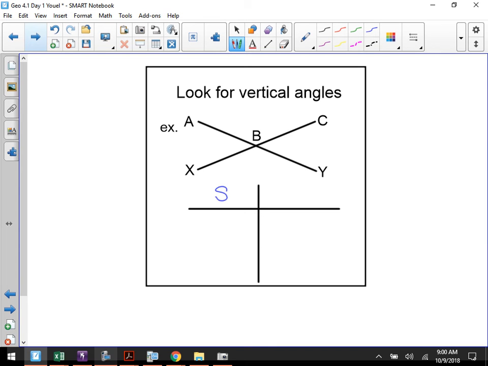So here's your statement side, and here's your reasoning side of the proof. If you're given a diagram like this, you can mark these two angles and label them as vertical angles. What's new about this, because you guys know that those are vertical angles, is transitioning into using these in proofs. If you identify that there are vertical angles, how you can use that in a proof is that you can say that the measure of angle ABC is congruent to the measure of angle XBY. That would be your statement that you'd put in the proof.